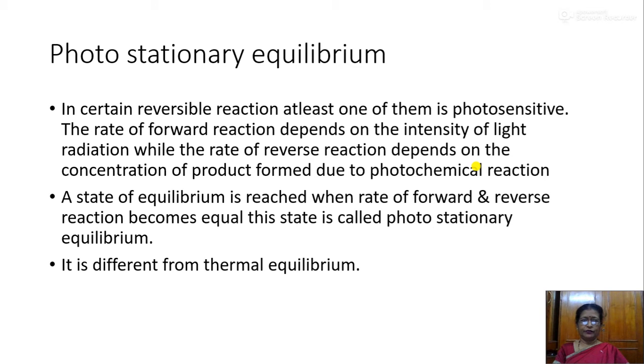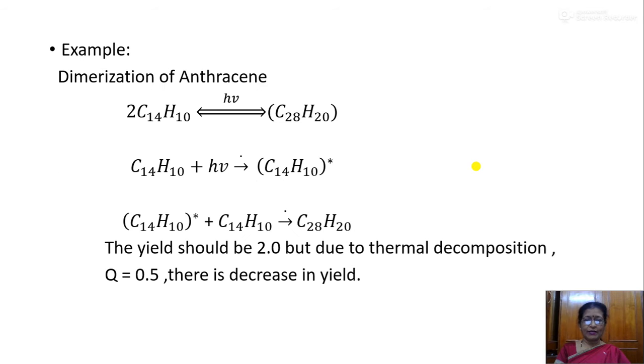Photostationary equilibrium. In certain reversible reactions, at least one of them is photosensitive. The rate of forward reaction depends on the intensity of light radiation, while the rate of reverse reaction depends upon the concentration of the product formed due to the photochemical reaction. A state of equilibrium is reached when the rates of forward and reverse reactions become equal. This state is called photostationary equilibrium. It is different from thermal equilibrium.